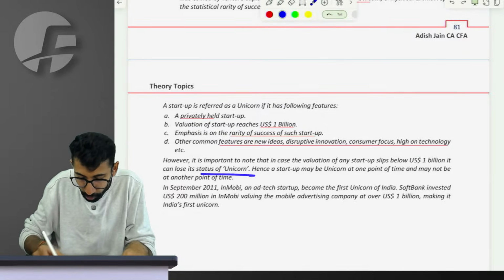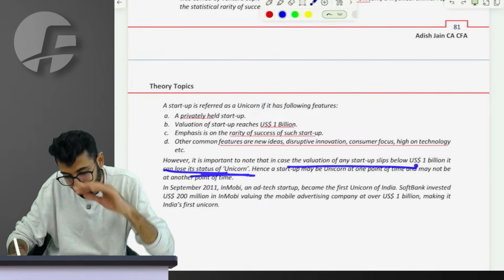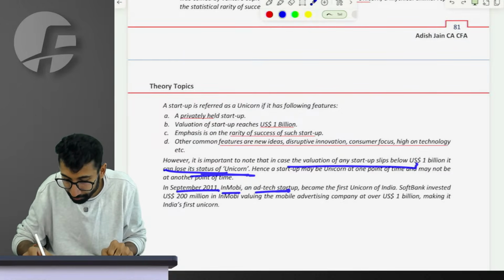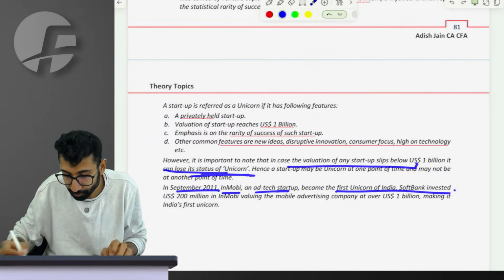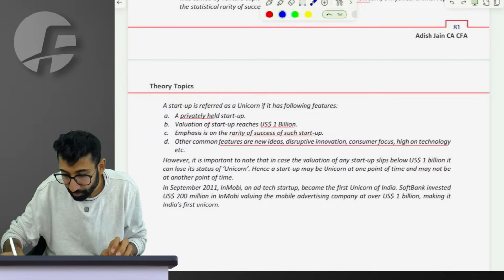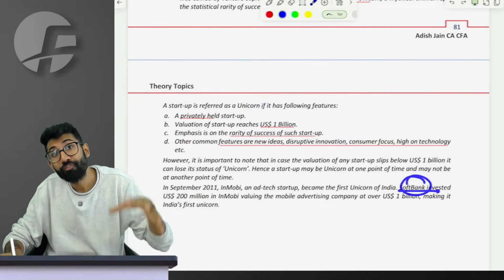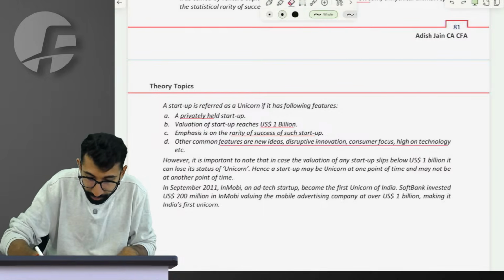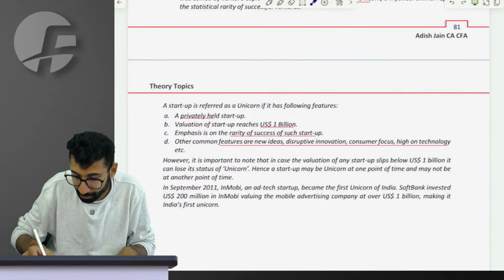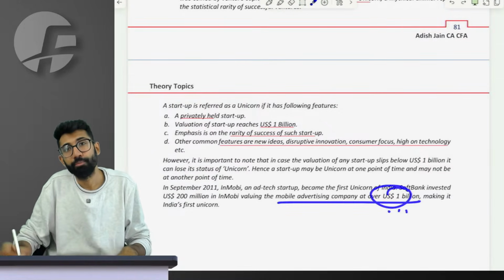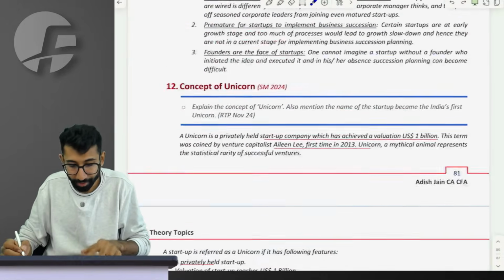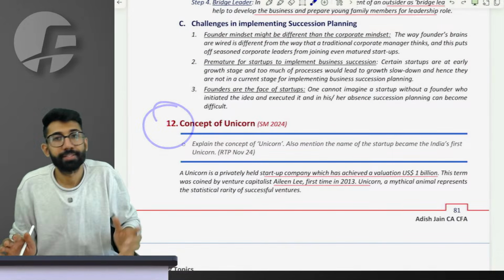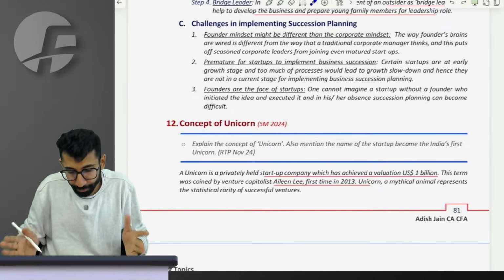Please remember that you may lose the status of unicorn if the valuation later on falls. In September 2011, InMobi, an EdTech startup, became the first unicorn in India when SoftBank, a very famous Japanese fund, invested in that company. At the time of investment, the valuation of that company was over a billion, which is why it became a unicorn.